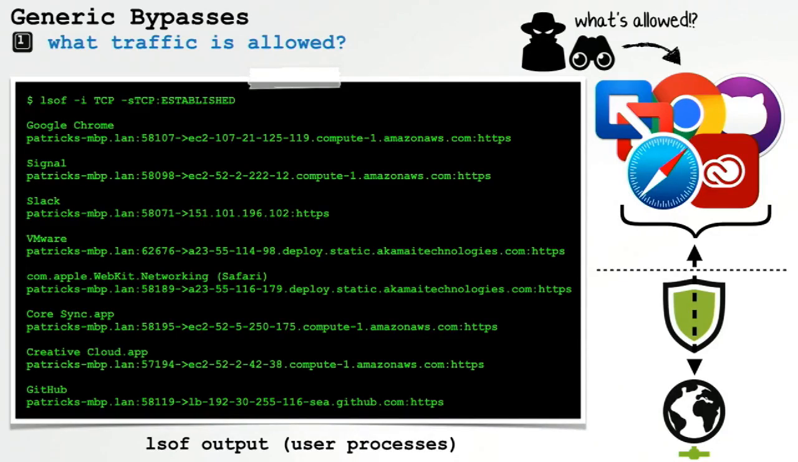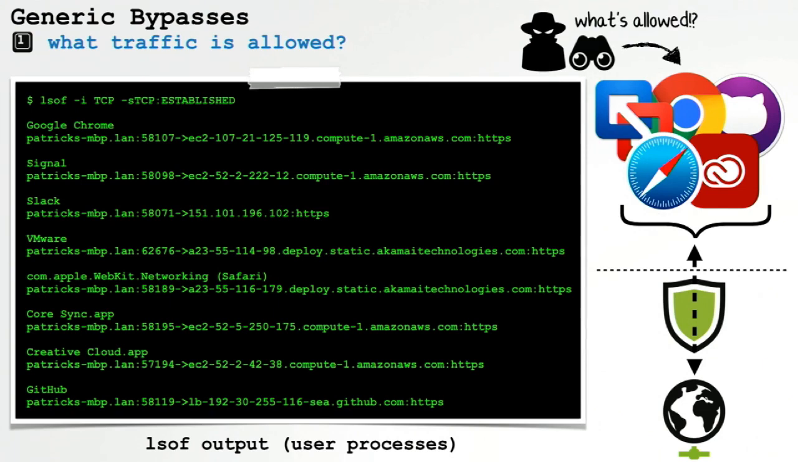We can see things like Chrome, the browser, chat applications like Slack, Signal, a bunch of Adobe crap, basically a lot of stuff. Now, some firewalls will have endpoint-specific rules, meaning that they might say, okay, Adobe is only allowed to talk to the Adobe servers.